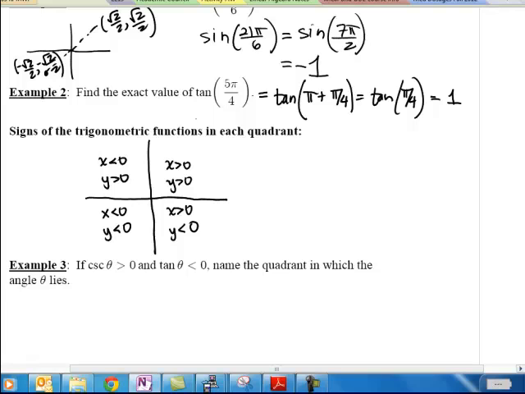So in quadrant 1, sine of theta is positive, cosine of theta is positive. Everything's positive because x and y are both positive, right? So let's just say that all are positive.